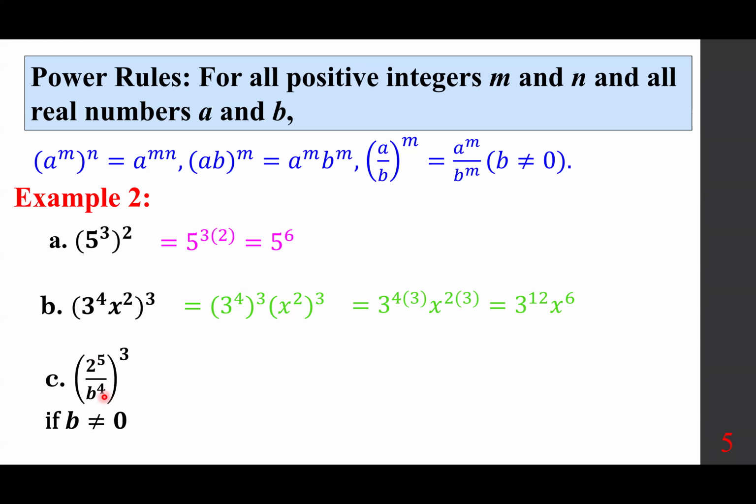2 to the power of 5 over b to the power of 4, quantity cubed, and of course the denominator can't be 0. That's why we write b is not equal to 0. So each one gets raised to the power of 3. This becomes 2 to the power of 5 times 3, which is 15, and this is b to the power of 4 times 3, 12. So these are some properties involving exponents we should be comfortable with, so we can easily move on.